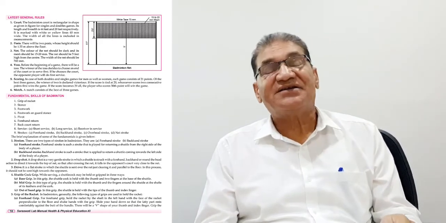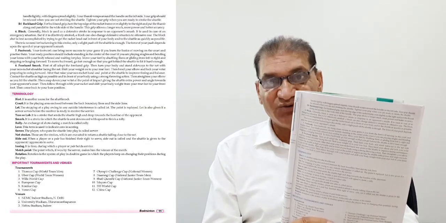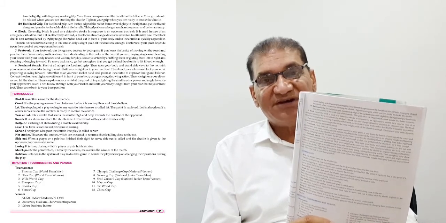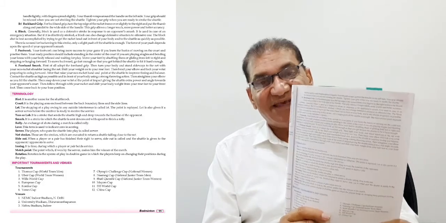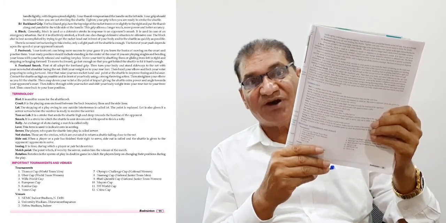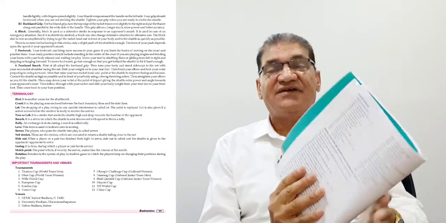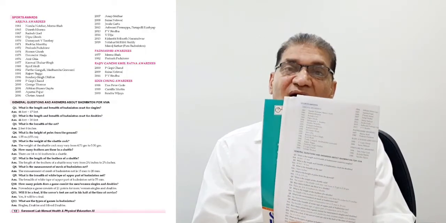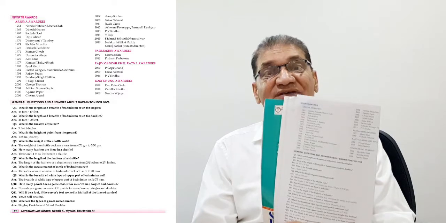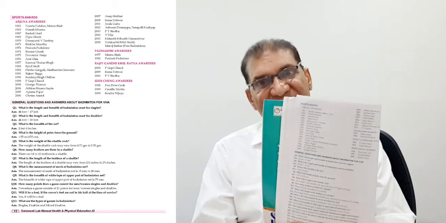And after that, terminology. Each and every game has its terminology. Various terms are used in various games and sports. So it is also given very clearly in this lab manual. And then important tournaments and venues. Where are the main venues and what are the various tournaments which are really very famous. And after that, general questions and answers related to viva of each and every game are given. So these are the very salient features of each and every game in these lab manuals.